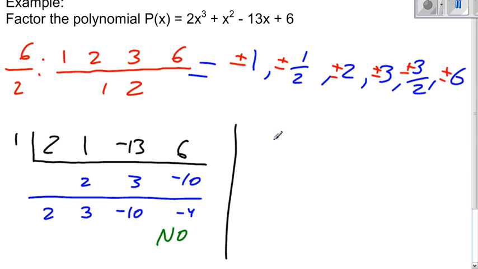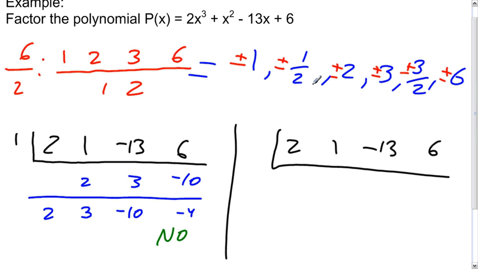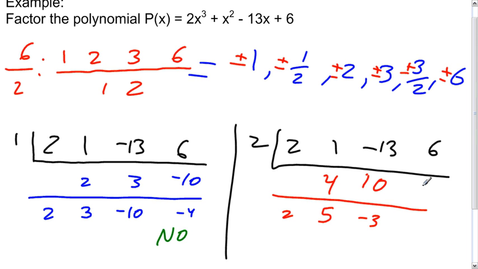So let's try it again. 2, 1, negative 13, 6. And this time let's try, I don't want to try 1/2 yet, that's more difficult than we need to. Let's try 2. So bring down the 2, times 2 is 4, add and we get 5, times 2 is 10, add we get negative 3, times 2 is negative 6, add we get 0. So yes, 2 is a 0 of the function.